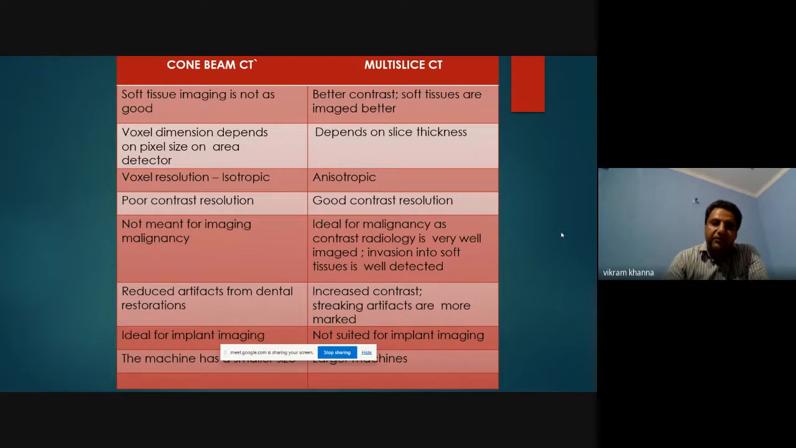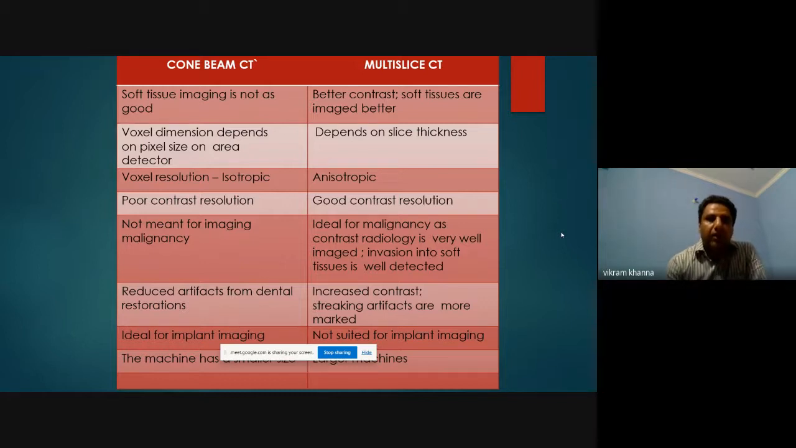Now, in another picture, I'm going to show you what is isotropic and what is anisotropic. Isotropic means voxel is a 3D structure where x is equal to y is equal to z, that is, in the form of a cube. Whereas anisotropic is x equal to y but length not equal to z, that is a cuboid. I'll tell you afterwards. The next picture will show and explain everything.